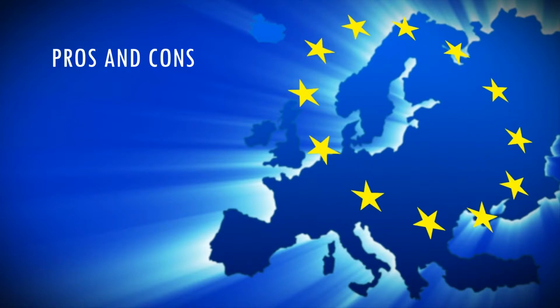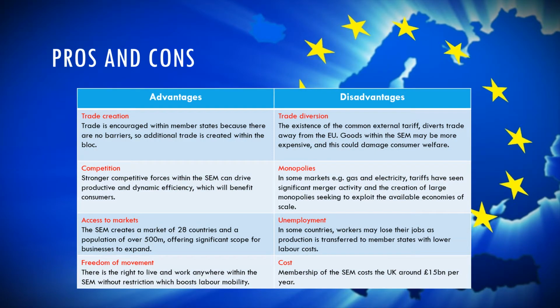The pros and cons of being part of the European single market. Well, an advantage of being part of the EU is that trade is encouraged within member states, and that can benefit members' economies. There may be stronger competition within the market, which can make firms more efficient and can also benefit consumers through more choice and lower prices. For businesses, there's a big access to a large base of customers, 28 countries, and over 500 million potential customers. So a lot of opportunity to expand and benefit from economies of scale.